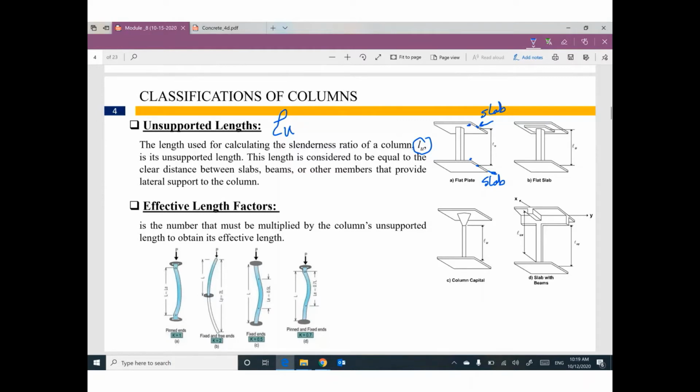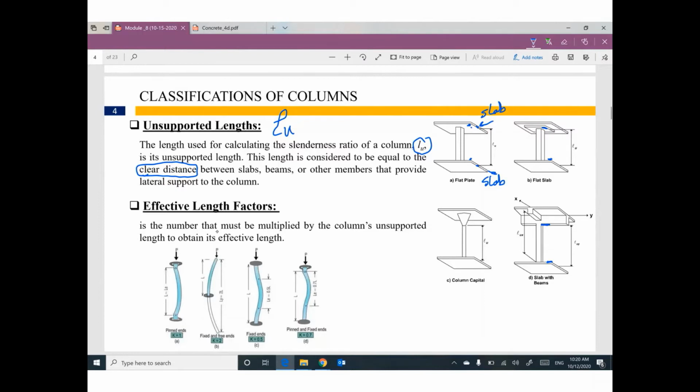If this slab has a drop panel, do you remember the drop panel? Then you are talking about the lowest face of the drop panel to the top face of the slab. So the unsupported length is considered to be equal to the clear distance between slabs. Sometimes you have a beam. So I'm talking about the clear distance from the bottom of the beam to the top of the slab. Clear distance between beams, between slabs, anything else.